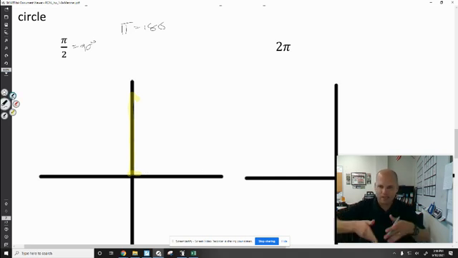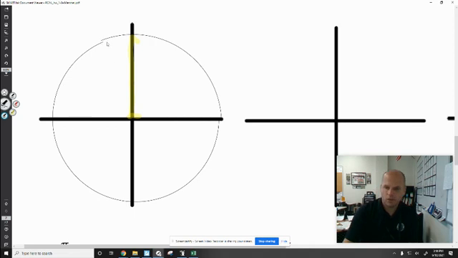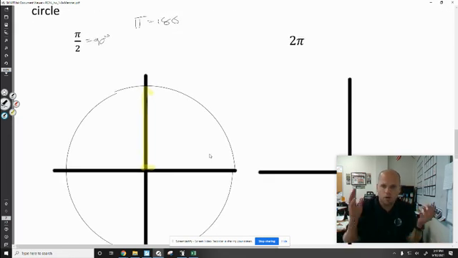Now, we're going to pretend we're still on a unit circle. So this is still a circle, and its radius is 1. Okay? All I want you to do is tell me which direction you travel to get to your location on the unit circle. It's going to get to this point here.